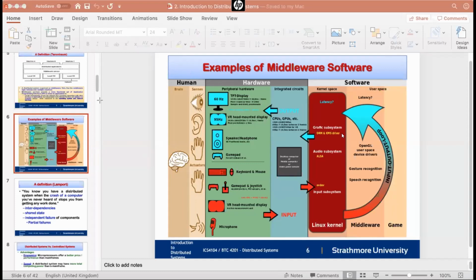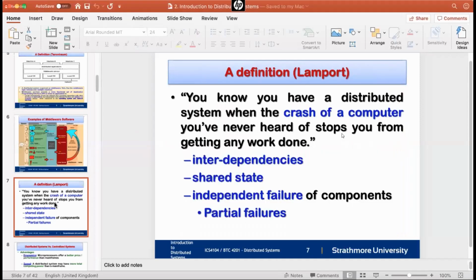Now that definition leaves out an important part. So let's look at another definition. This is by Lamport. Lamport, by the way, is one of the researchers who worked a lot on timing in distributed systems. So we'll meet research by Lamport later on.